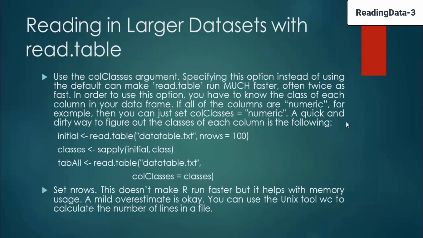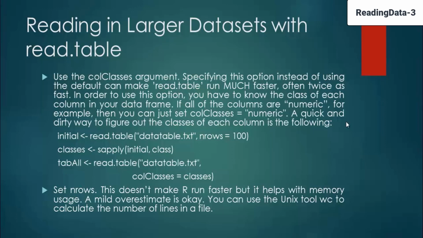Moving on, you should use the colClasses argument. When you specify this option instead of going for the default, it will make read.table run much faster, and it is often indicated to be twice as fast as when it runs in default. In order to do this, you should understand your data first, and what classes of columns exist in your data. Let's say you have a numeric column, then you can just set colClasses equal to numeric.